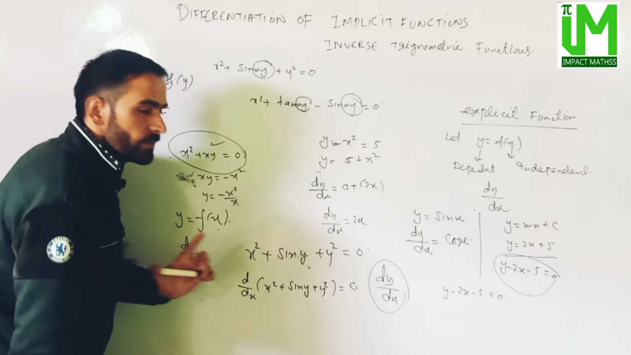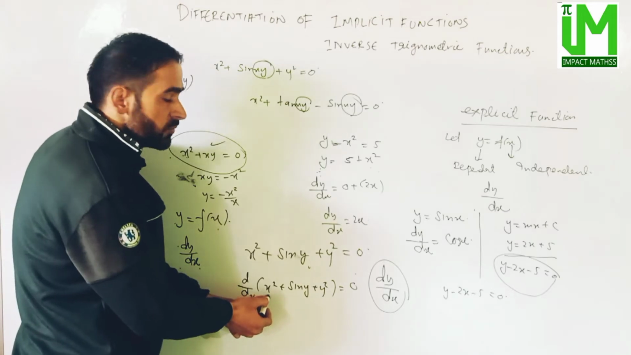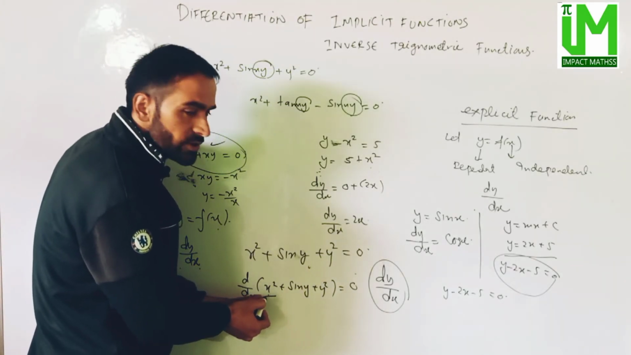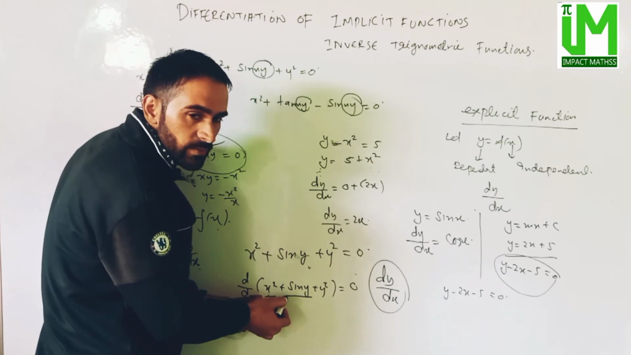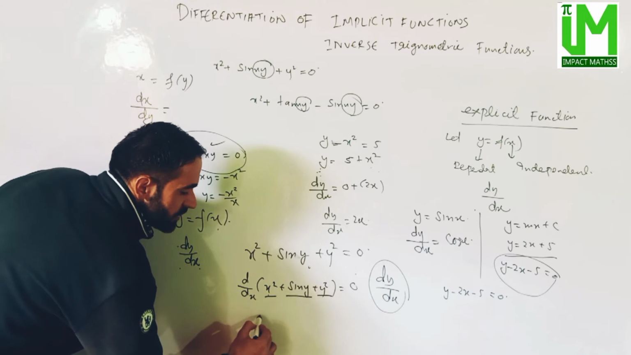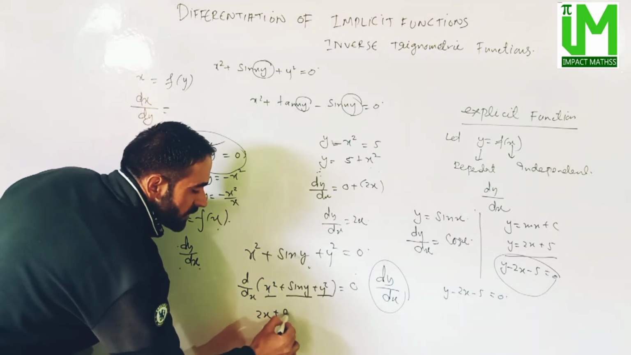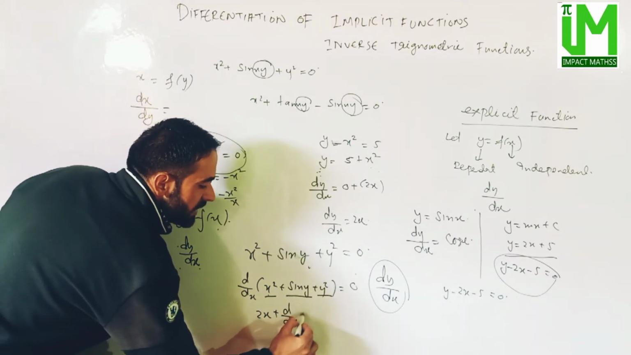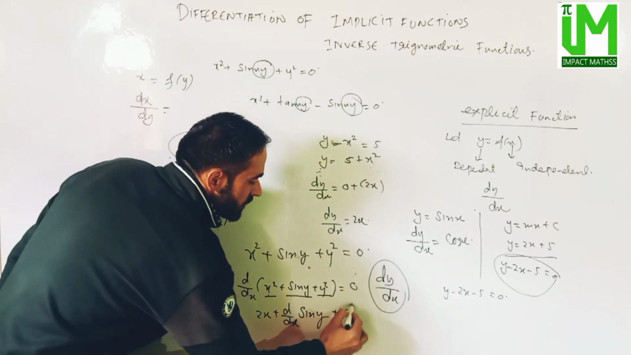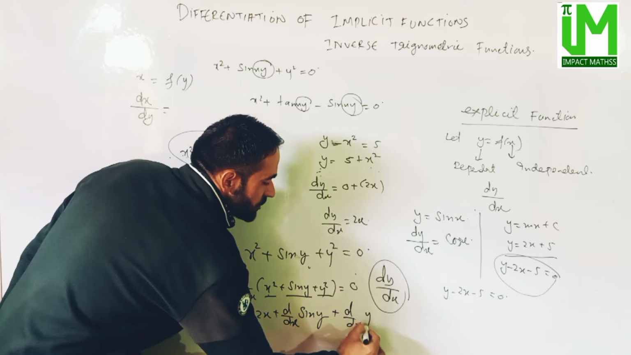Now we have to do the differentiation. We know the derivative of a sum is the sum of the derivatives, so each term is differentiated separately. The differentiation of x square is 2x. Then we have d by dx of sin y plus d by dx of y square.